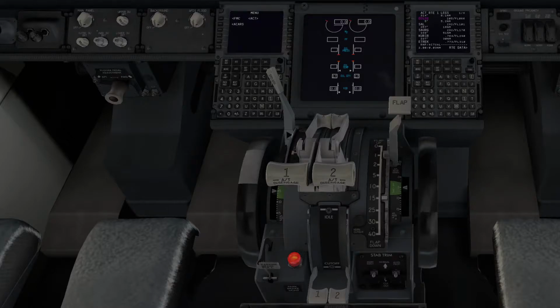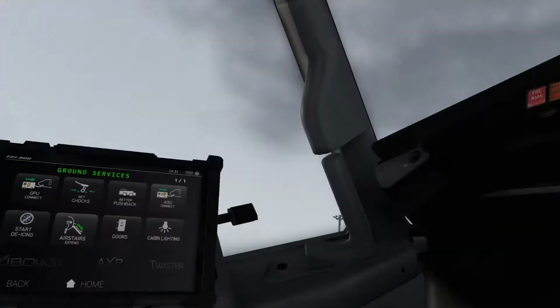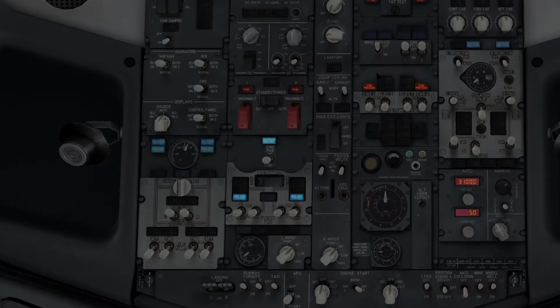Parking brake is set. Remove the chocks. Go to the overhead page. Packs off. Bleed is on. Duct pressure over 35. Starting engine number 2.